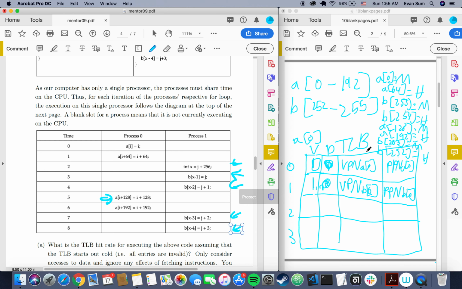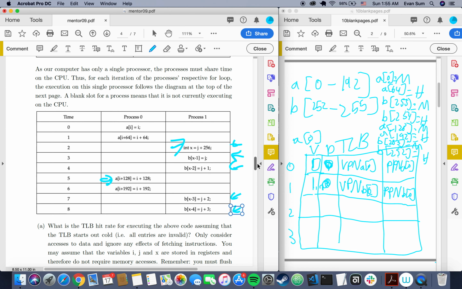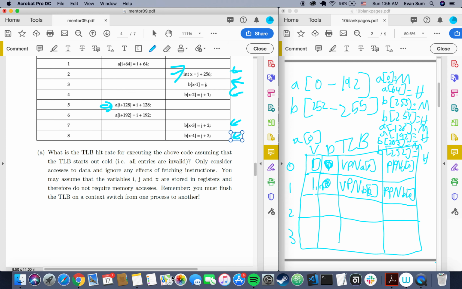So we just finished this thing, and now we've looked through everything, and you can see how for basically every single one of these, it's the miss hit, then a miss hit, then a miss hit, then a miss hit. And the reason why for time 2, this thing was ignored was because this isn't accessing any memory, right? X and J, they said, are assume that these are stored in registers and therefore do not need memory access.